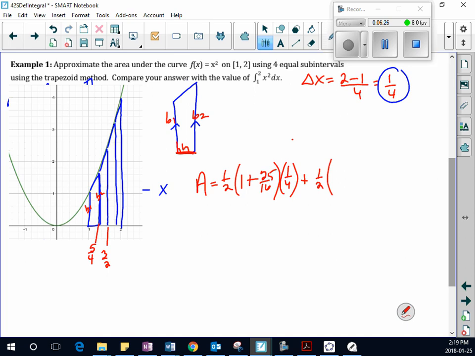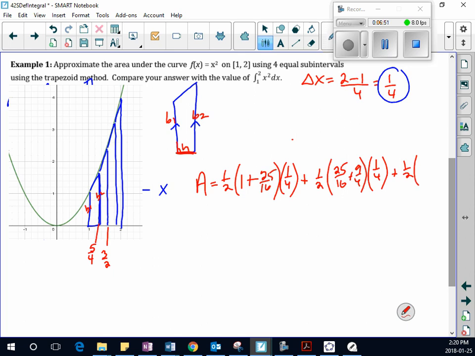9/4. So base 1 would be 25/16 plus 9/4 times the height, which is 1/4. Yes? Plus, yeah, we would use a calculator. Next one, 1/2. Remember, we have to have 4 we add up, right?